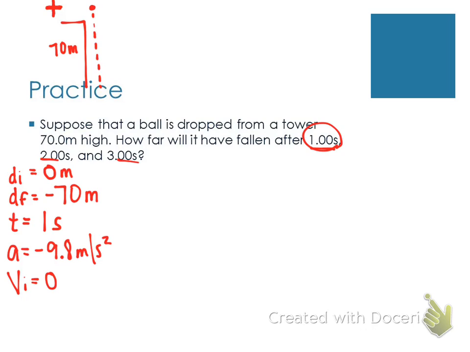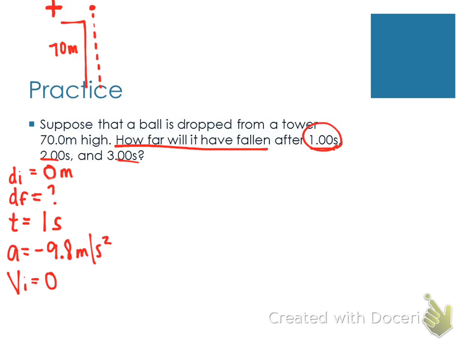Okay, now we need to make one little change. What's the question asking us for here? How far will it have fallen? Does that mean the ball's going to go all the way to the bottom? No, so that means our distance final can't be negative 70. Okay, distance final is really what we're solving for here. I want you to see that our distance final is going to be negative, but in this case, we're not letting it fall all the way to the ground, so our distance final is not 70. If our question was to ask us how far will it take for the ball to hit the ground, then our distance final would be negative 70. But here we're solving for distance final.